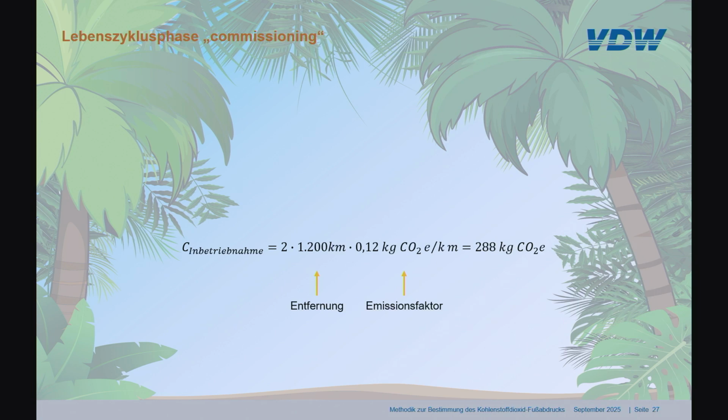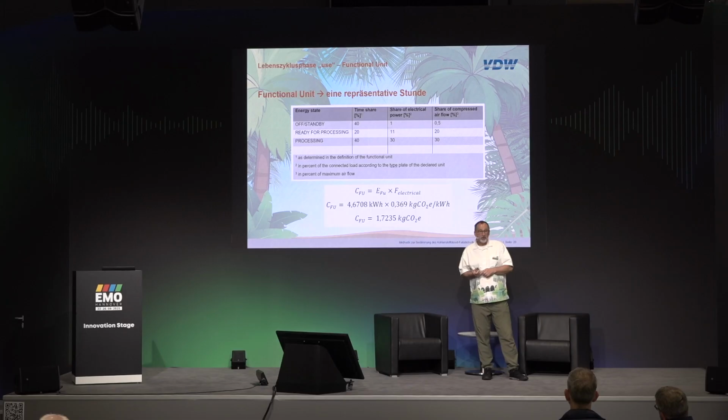Then commissioning the machine tool. For a standard machine, that plays basically no role at all. You have a service technician that goes there. Maybe he's there a day or two, maybe a week, and then the machine has been commissioned. Basically, from an emissions point of view, you only have the emissions for the trip, and you can calculate that like the transportation of the machine itself.